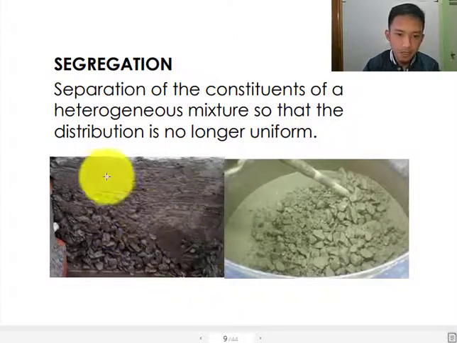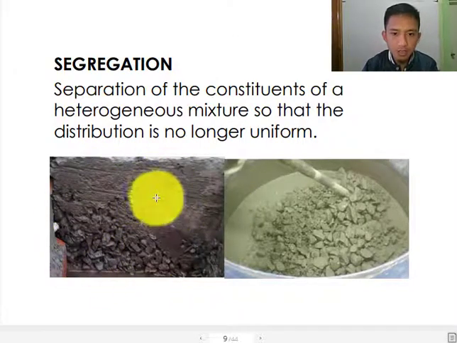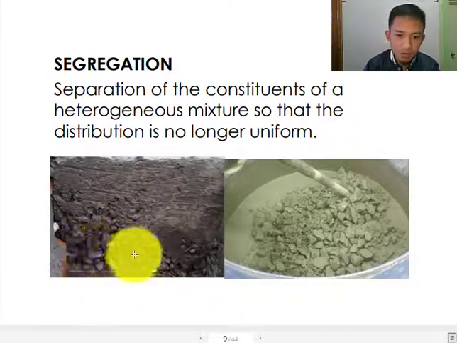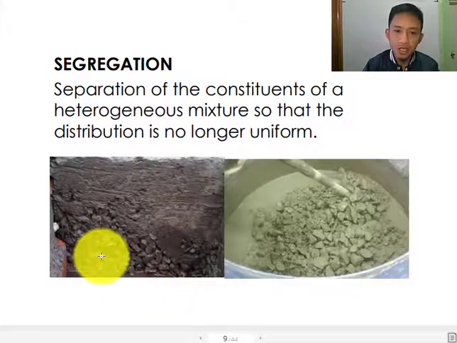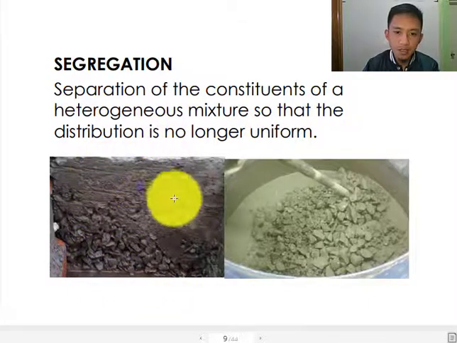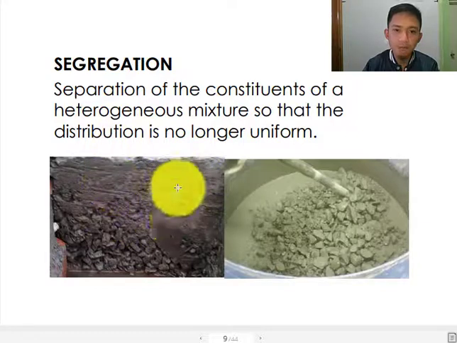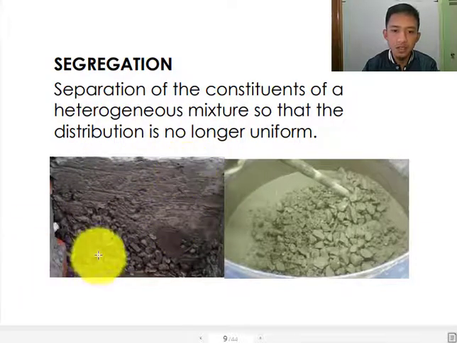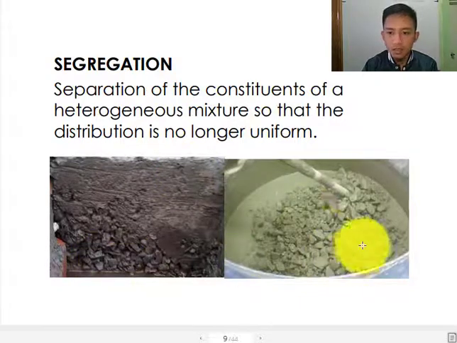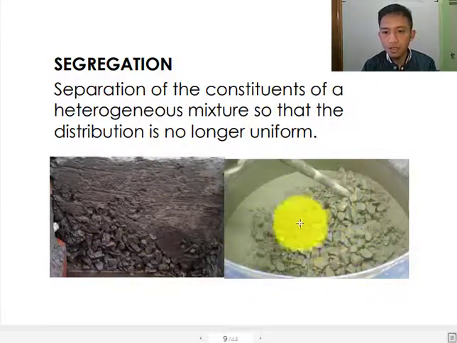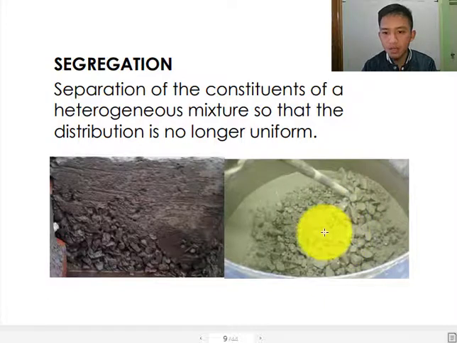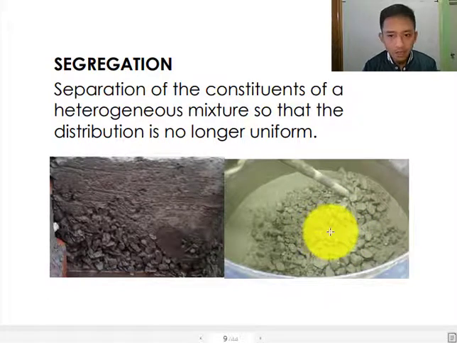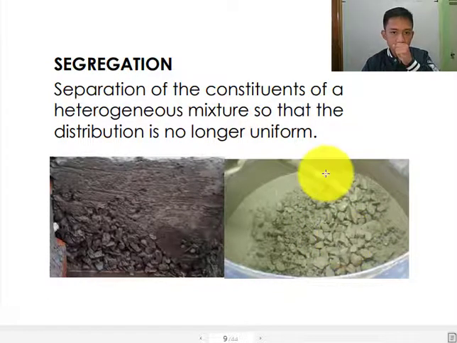As you can see here, this is hardened concrete. You can see the segregation because below it is purely coarse aggregate, and the fine aggregates and the cement paste are on top of the coarse aggregate. And in this fresh concrete, you can see that the coarse aggregate is separated completely. Okay, so that is segregation.